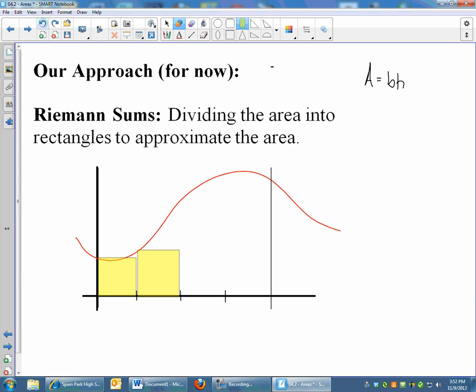Those are left-sided, because for each interval I use the left side of the rectangle to determine the height. We could also do right-handed Riemann sums, which means the base is the same, but now I go up until the right side hits my curve. So in this case, my right-hand Riemann sums would look like this. And this is a right-hand Riemann sum.